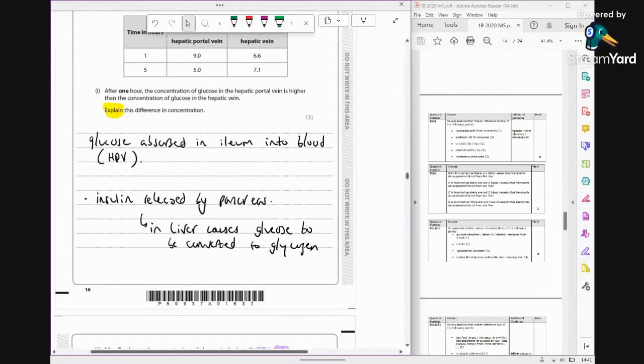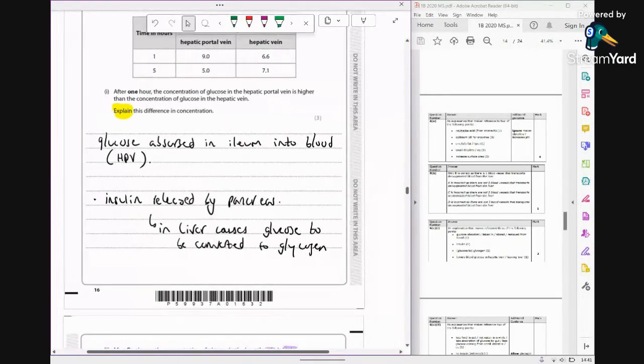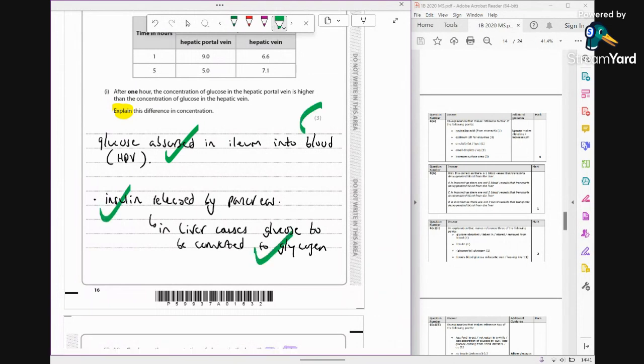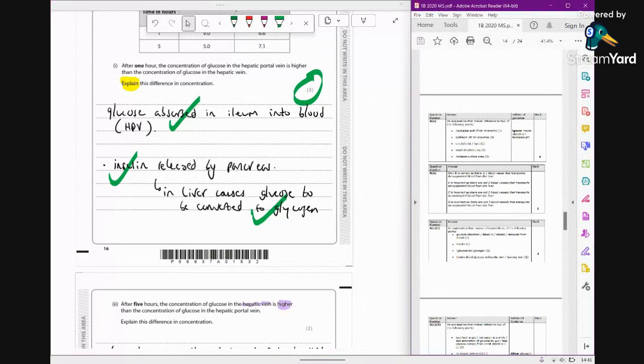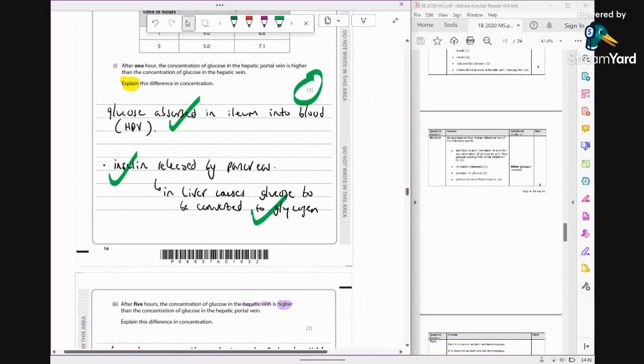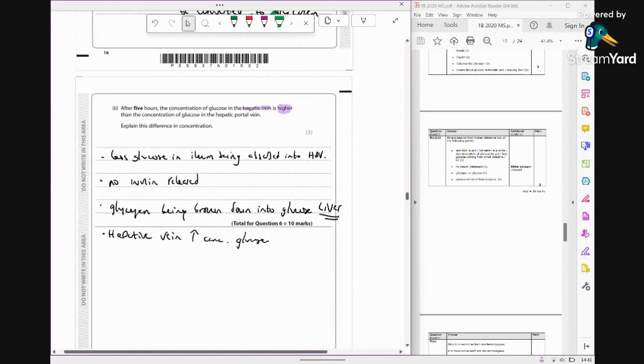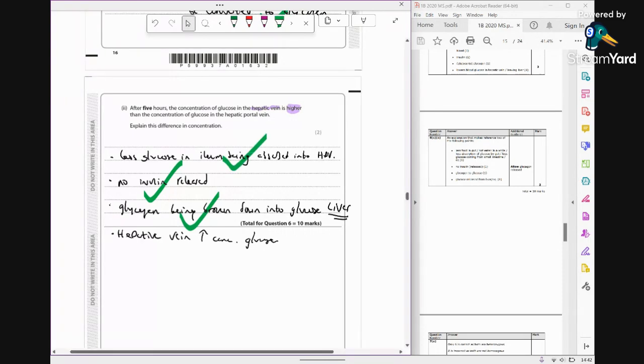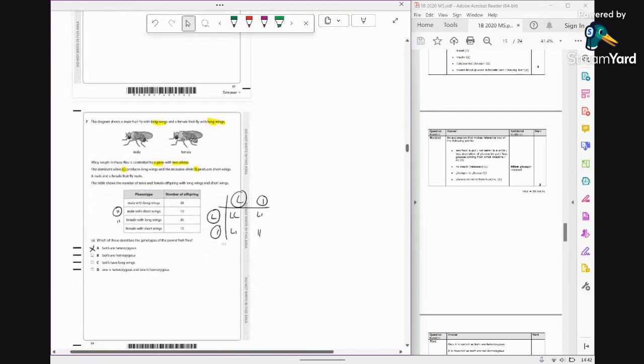Explain the difference in concentration. Glucose absorbed, taken in, removed from the blood. Yes. Insulin and glycogen. If you've mentioned insulin and the fact that we get more glycogen, right, 3 marks, done. Nice and easy. This is the opposite. So no insulin, glycogen being converted into glucose. Glucose released from the liver. Didn't put that. Less food in the gut. Yeah, less glucose in the gut. Fine, but it's only 2 marks, so we got that.